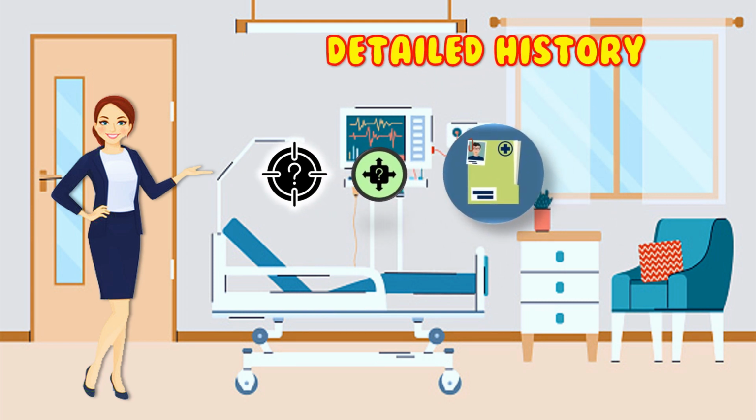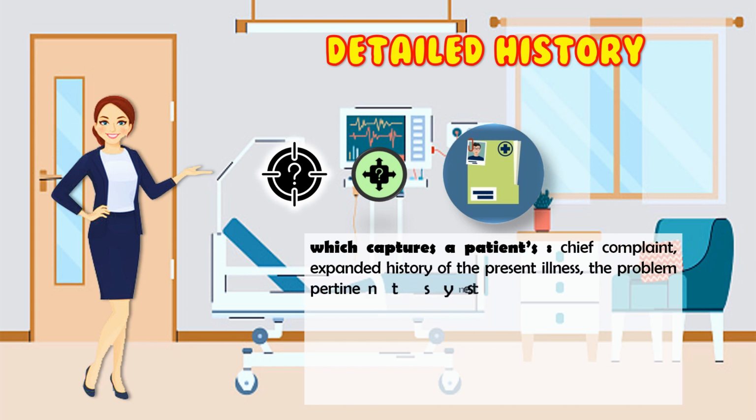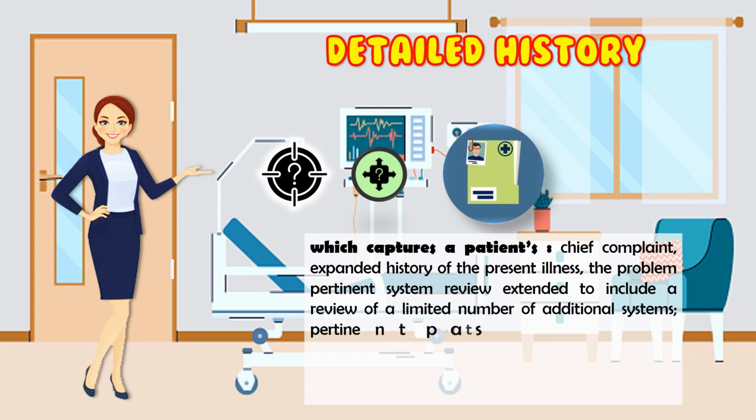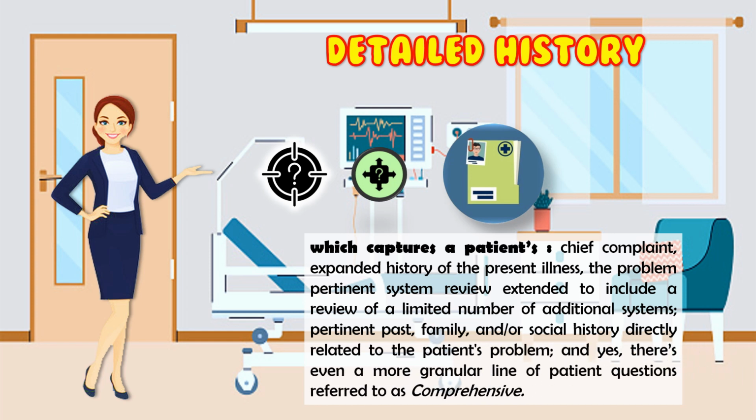And then we have a detailed history, which captures a patient's chief complaint, expanded history of the present illness, the problem-pertinent system review extended to include a review of a limited number of additional systems, pertinent past, family, and/or social history directly related to the patient's problem, and yes, there's even a more granular line of patient questions referred to as comprehensive.